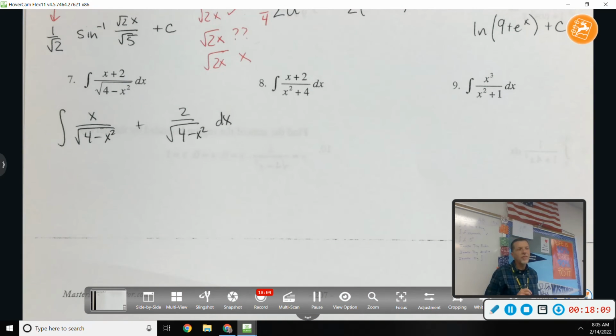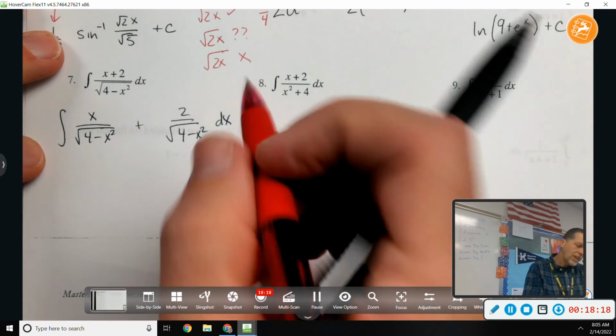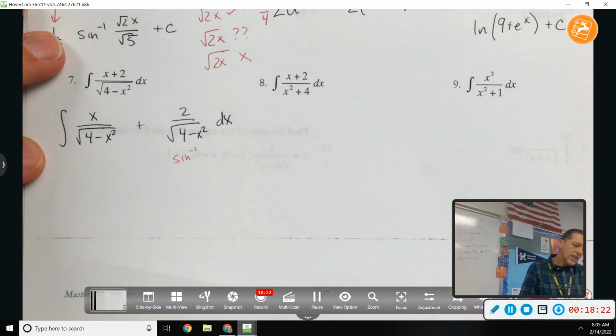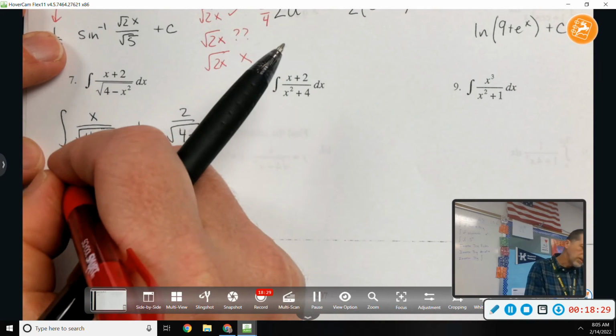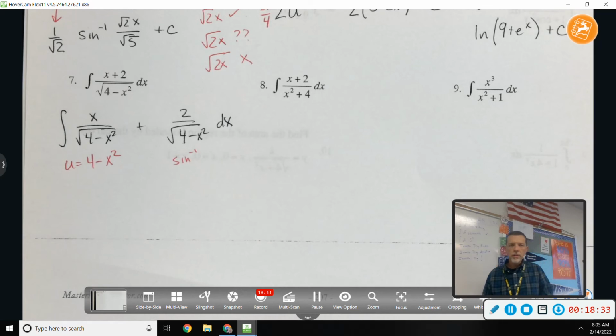That's one of those weird things: why would you ever do that? Usually we want to combine fractions. Why are we breaking this up? Well, we're breaking this up because now this one looks like inverse sine with an a squared and a u squared, and this one looks like a u substitution problem where u is 4 minus x squared.